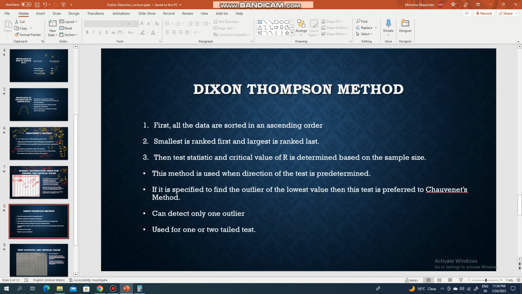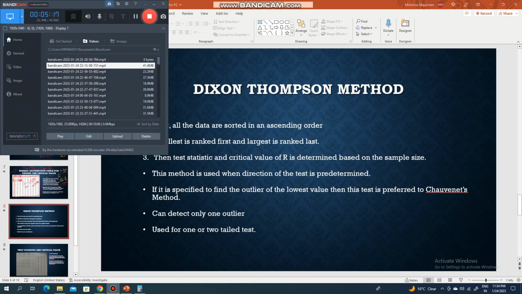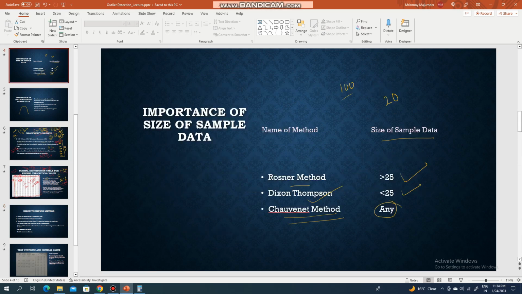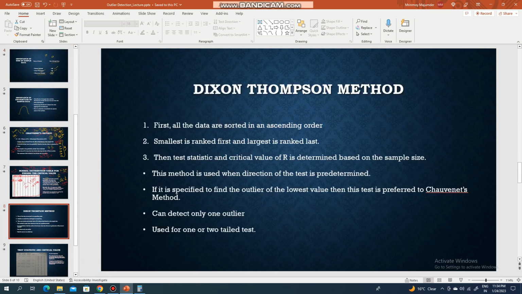Now come to the Dixon Thompson method. So how is this done for the Dixon Thompson method? First thing you must observe is that the Dixon Thompson method can only be utilized when the total number of data points, or the data size, is less than 25. Then only you can use this method.